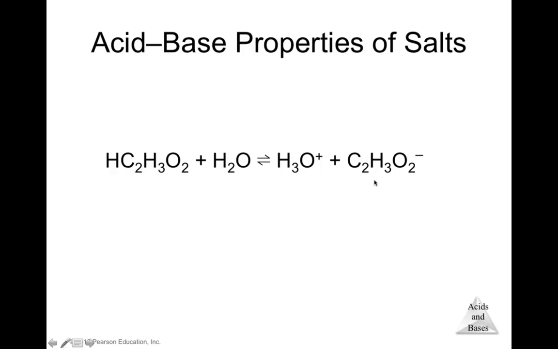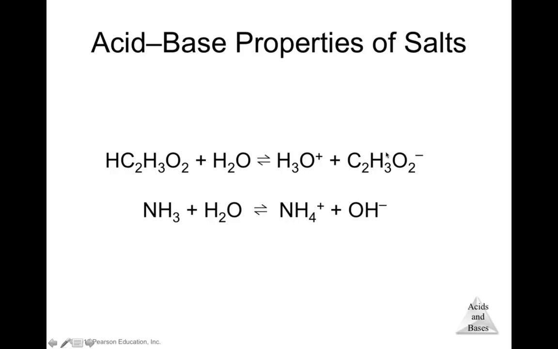Now, the other product that is formed is known to be a salt. This one is a salt and also an ion. This ion is negative, so it's an anion. So from a weak acid, you're producing a salt that is an anion.